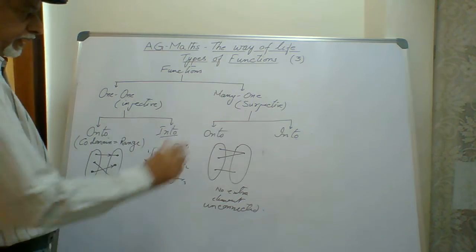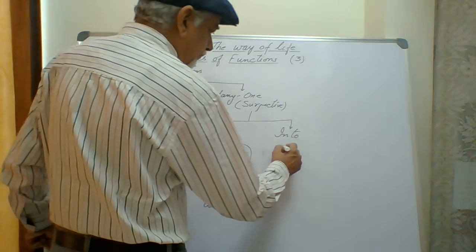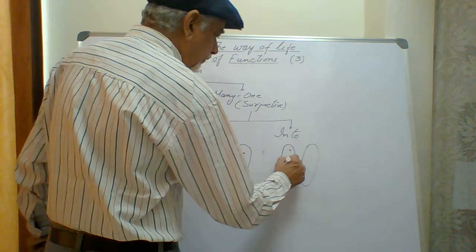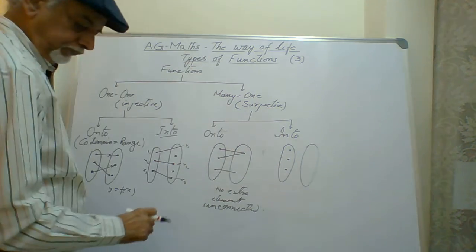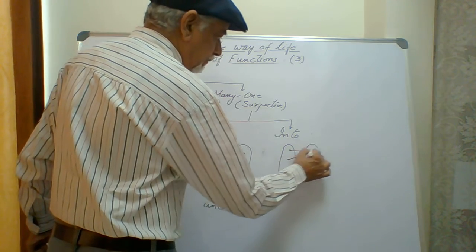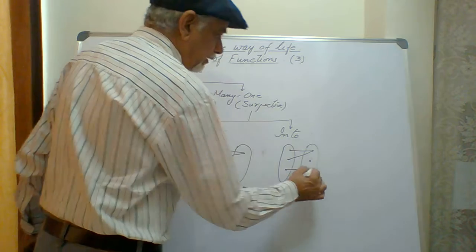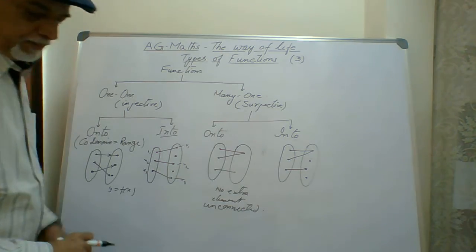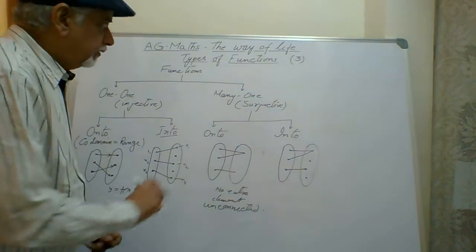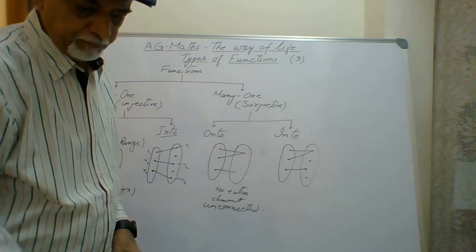Likewise here. And in into, what will happen? We will have some extra element which is unconnected. So again we have 1, 2 and 3 here. If we connect two elements like this, and one element is connected, we may have two extra. So there are some extra elements unconnected. It is called into. So this defines the types of function which we have been talking about.